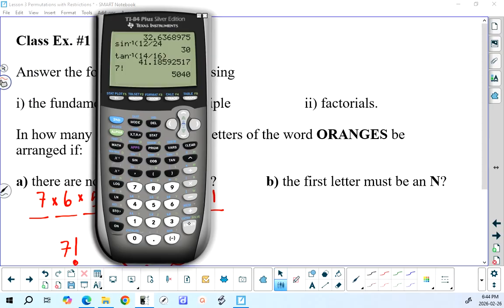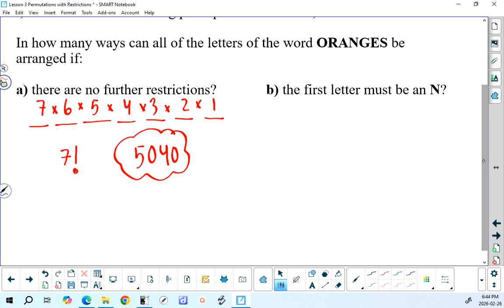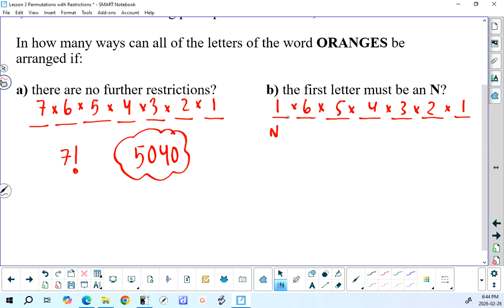Now the next question asks us, the first letter must be an N. If you use the fundamental counting principle, you put your 7 blanks, first through seventh. You write the restriction below and say that this must be an N. Then you fill in the number of choices for that restricted item first. There's only one N, so there's one choice. It's not even really a choice. Then we're down to 6, so it's 6 times 5 times 4 times 3 times 2 times 1. If you work that out, it's 720.